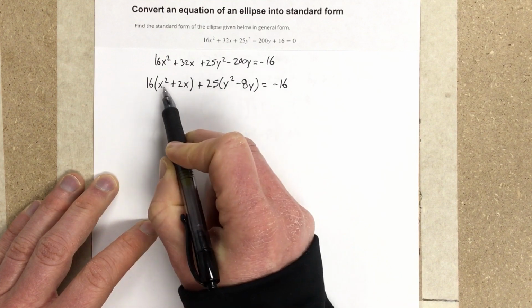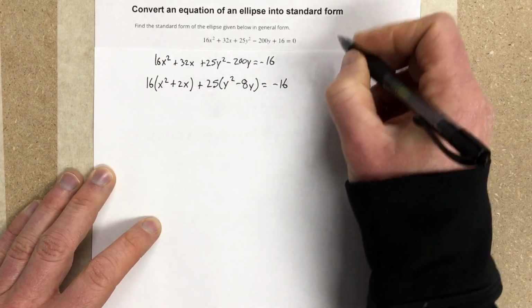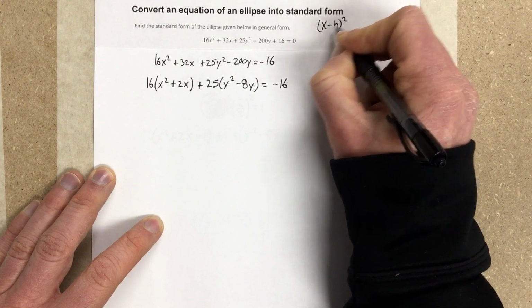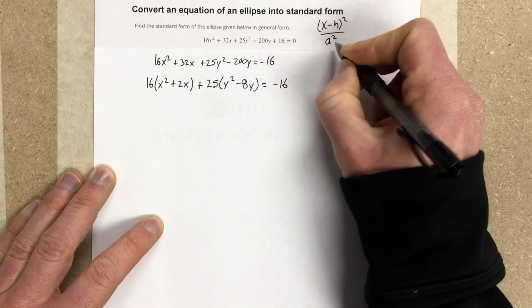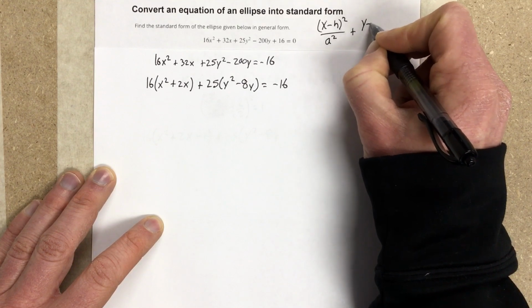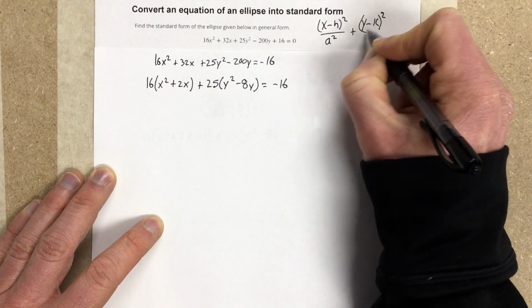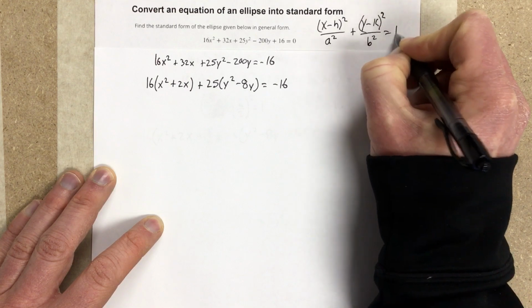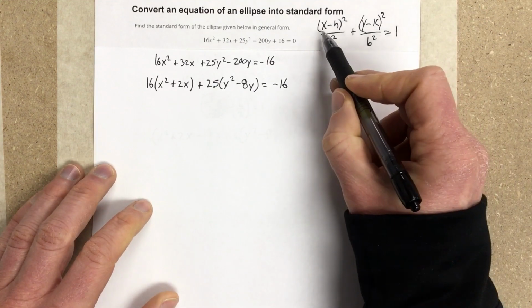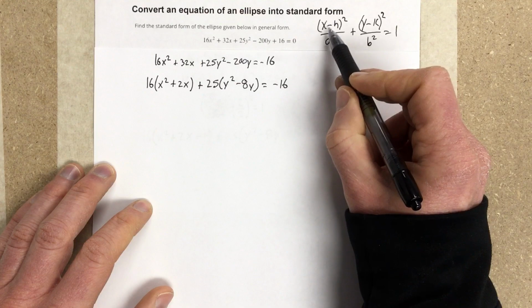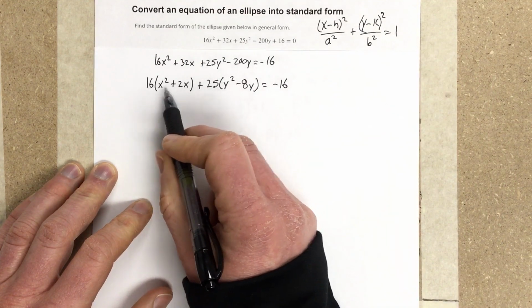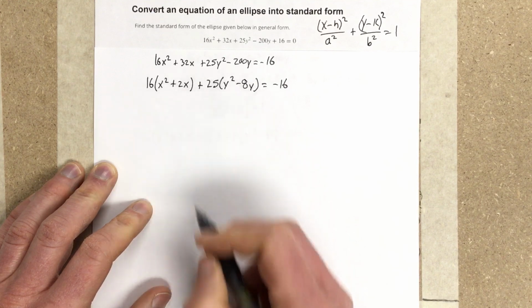Now I'm going to complete the square because I'm really looking to get it to this form. I want x minus h squared over a squared. Now this could be b squared as well, either one. And then this should be y minus k squared over b squared is equal to 1. I'm looking for this standard form, which means I need to have a quadratic with x variables that is a perfect square and a quadratic with y variables that is a perfect square. So that's where I need to complete the square for each of these things.